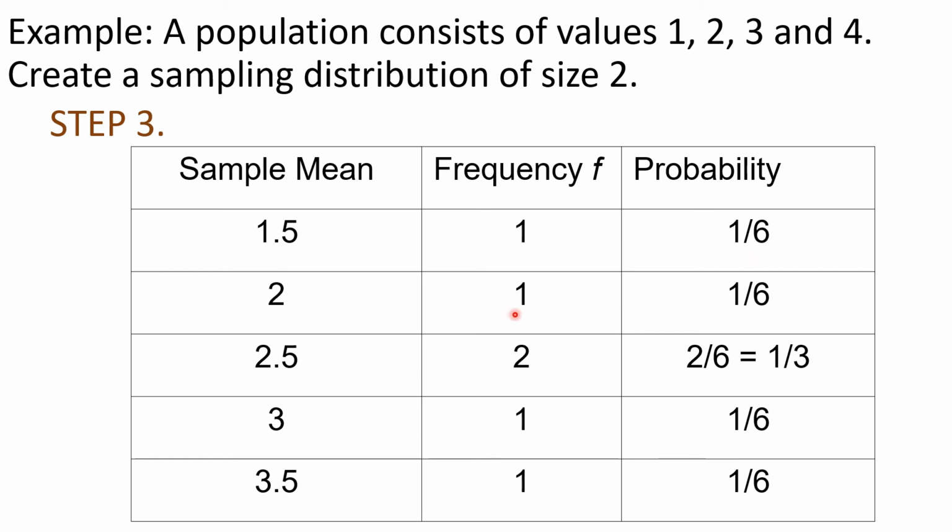The probability for this row is also 1 over 6. For 2.5, that's 2 over 6 of course, and in lowest terms that is 1/3. And then for the sample mean 3, the probability is 1/6. And for sample mean of 3.5, the probability is also 1/6.